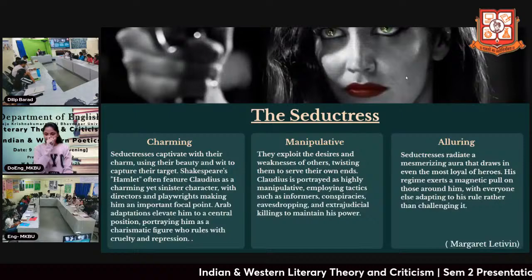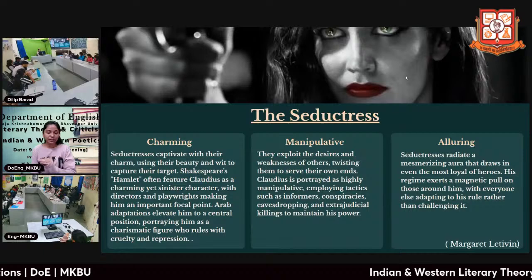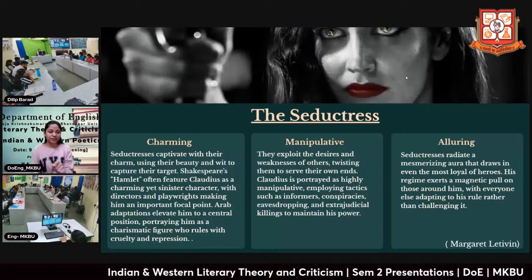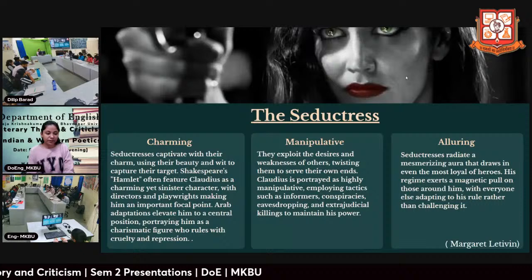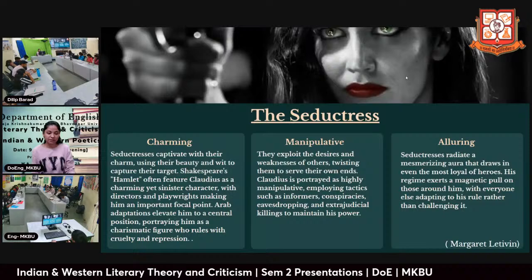Yes, the seductress. These are the very characters which you have, we can say, seductresses captivate with their charm, using their beauty and wit to capture their target. Shakespeare's Hamlet often features Claudius as a charming yet sinister character, with directors and playwrights making him an important focal point, whereas in modern adaptations they elevate him to a central position, portraying him as a charismatic figure who rules with cruelty and repression.